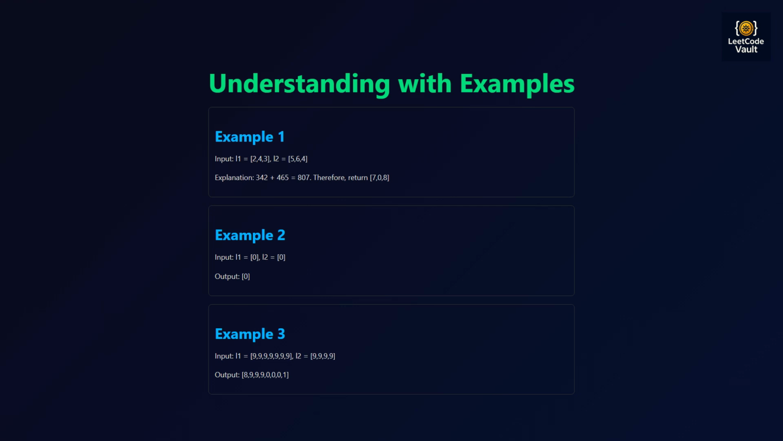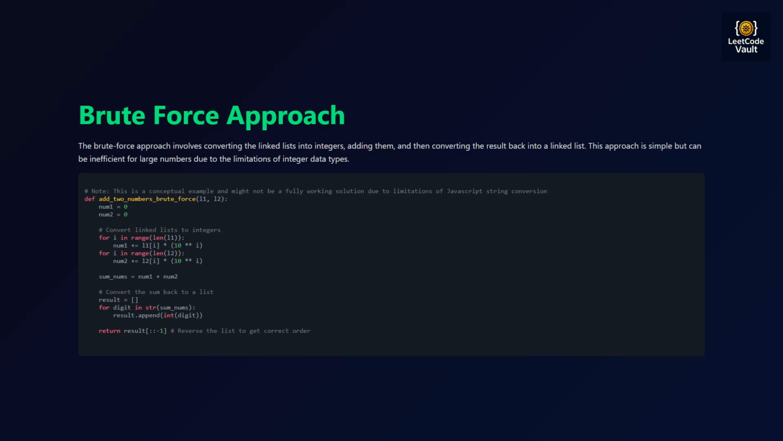Now let's consider a case with unequal lengths. Suppose we have 1, 2, 3, and 4, 5. We can simply pad the shorter list with zeros conceptually to handle the addition. In this case, we get 5, 7, 3. Getting a clearer picture? Let's explore a brute force approach to see how it compares to an optimal solution.